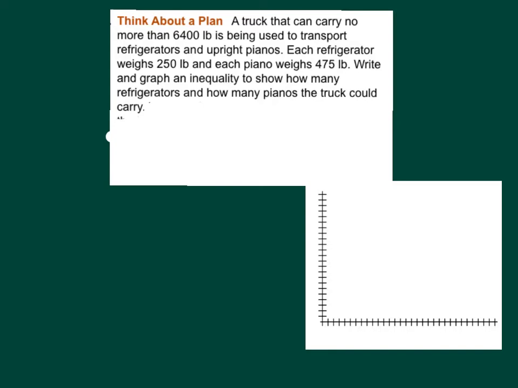This one we're going to think about a plan. A truck that can carry no more than 6,400 pounds is being used to transport refrigerators and pianos. Just from that first sentence, we have three things. We know the truck can't carry any more than 6,400 pounds. So we know we have 6,400 pounds, and that is the max amount of weight the truck can carry.